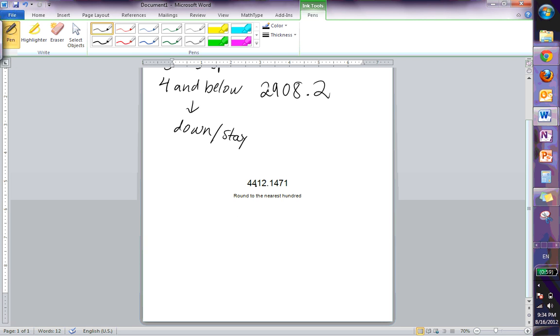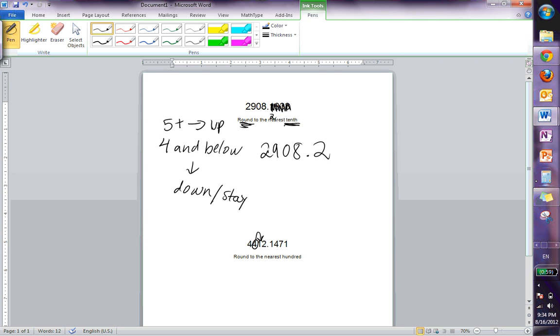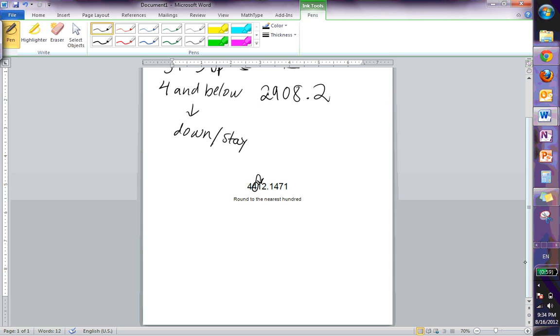So the next problem is 4412.1471. And we're rounding to the nearest 100. This is our hundredths place. And when we look at it, we also need to look at the one next to it, even if it's in whole numbers. So if we remember our rounding rules from up here, we can see that this 1 is below 4, so we'll be rounding down, or really staying. So, this 1 makes this 4 just stay, well, pretty much a 4.